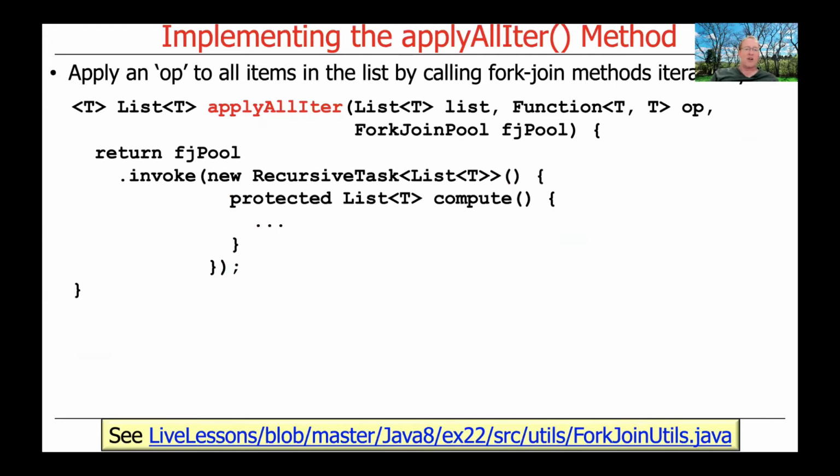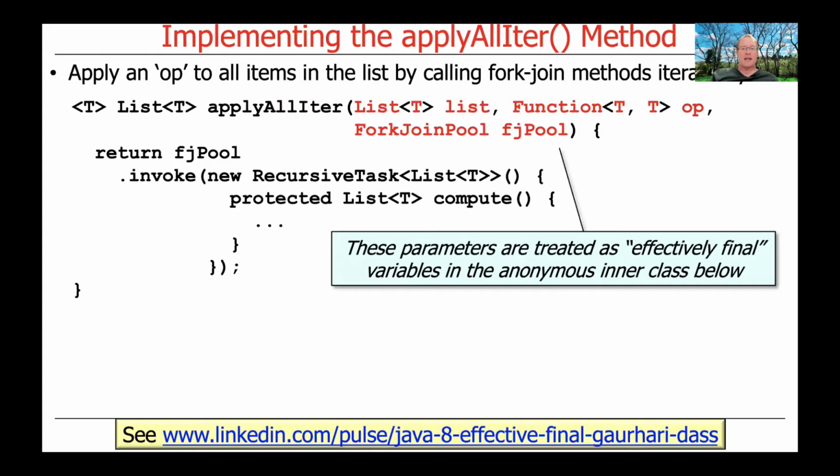So what this does at a high level is it's passed in a function, which is the op for the operator, and it will apply the op to all the items in the list parameter by calling fork join methods iteratively. And you can take a look at the implementation in the fork join utils.java file that's part of this repository in my GitHub account. These parameters that are passed in are treated as so-called effectively final variables in our anonymous inner class below. Effectively final just means that they're not reset between the point where they're passed in and where they're actually used.